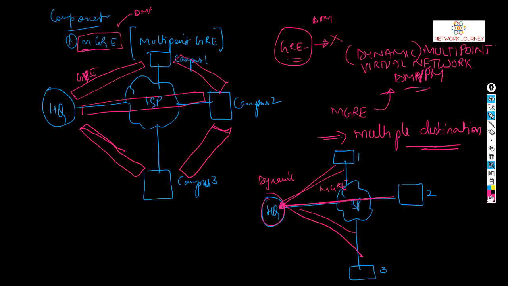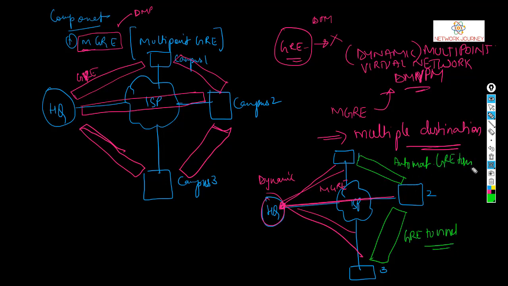Now you might be wondering, how about spoke to spoke, spoke 1 to spoke 2 and spoke 2 to spoke 3? Will the traffic come to the hub every time? No. We can configure this tunnel, and it automatically gets created. These are the GRE tunnels, whereas this is the mGRE tunnel. They will automatically come up.